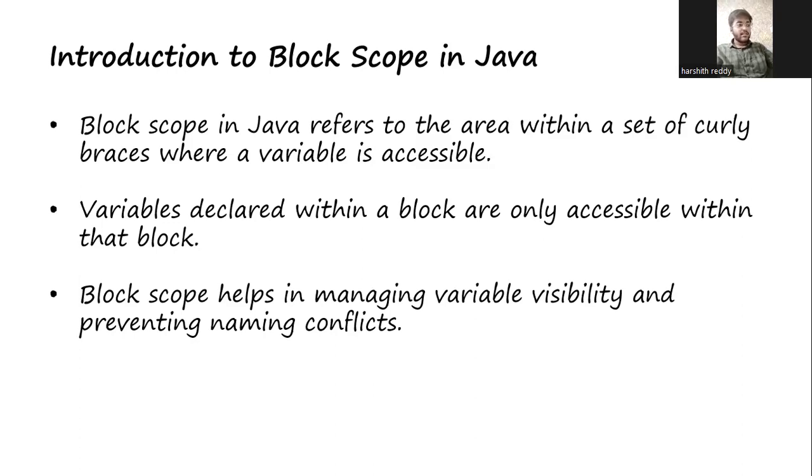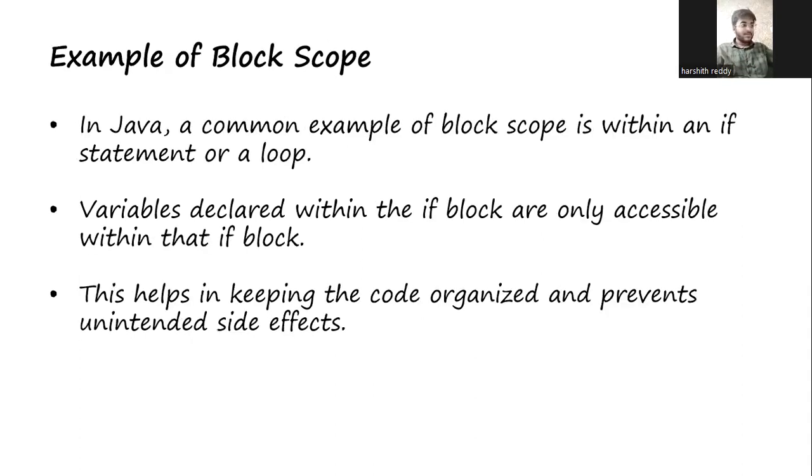Block scope is denoted with the help of curly braces, and variables within the curly braces, or a block, are only accessible within that block. For example, block scope is commonly used within if statements or in loops. It is used mainly in if statements or looping statements. Variables declared within the if block are only accessible within that if block. It helps in keeping the code organized, prevents unintended side effects, and helps to manage the code.